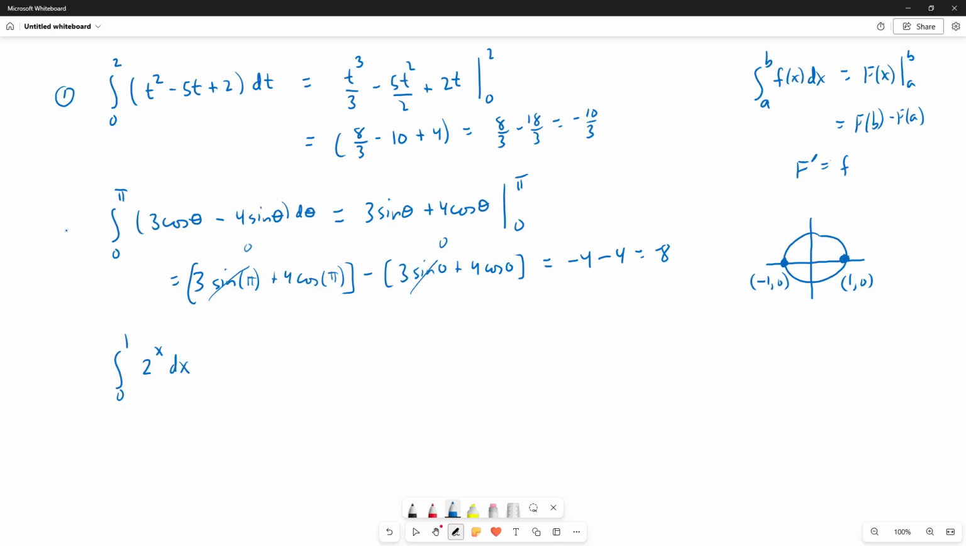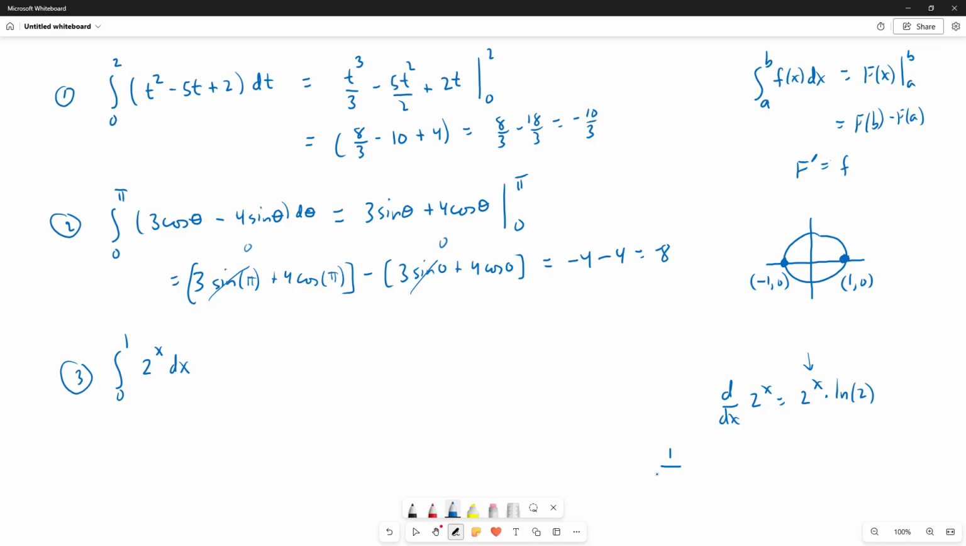And finally, for the third one, we want the integral from 0 to 1 of 2 to the x dx. So we need an antiderivative for 2 to the x. Let's recall that the derivative of 2 to the x is 2 to the x times the natural log of 2. Now the natural log of 2 is just a constant. So we want to look for a function whose derivative is just 2 to the x. So we will move this constant to the other side of the equation.